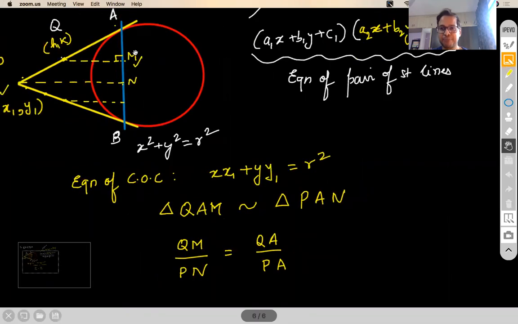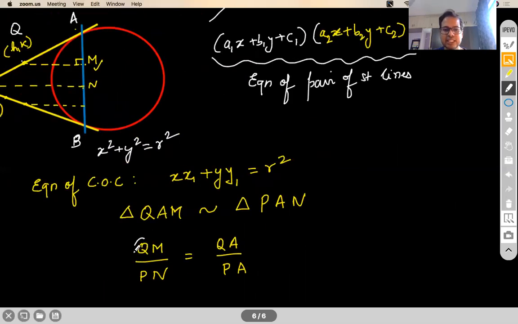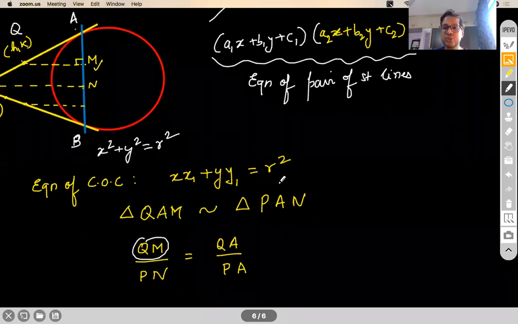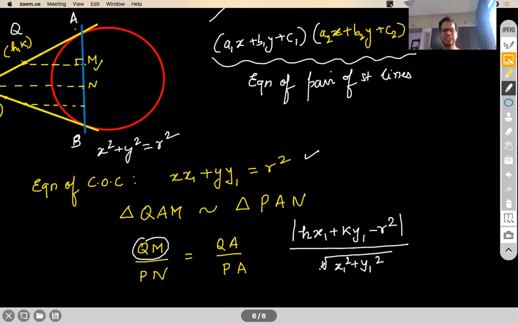Now, what is QM? QM is nothing but the perpendicular distance of H, K from the COC. Correct? Let me write it over here. QM is the perpendicular distance of H, K from the COC. So what is the perpendicular distance of any point from a given line? Simple. Let me put my X as H. So it is mod of HX1 plus KY1 minus R square, by under root of X1 square plus Y1 square. This is QM.